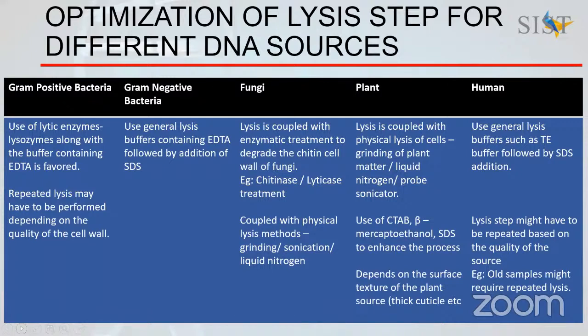And in the case of fungi, along with this lysis process, we can add enzymatic treatment, specifically for the chitin molecule, which is present in the cell wall of the fungi, because the presence of chitin in fungi is specific, right? So we should remove that chitin so that the disruption of the cell wall takes place. So in case of fungi, we add chitinase, an enzyme which can lyse the chitin present in the fungi.